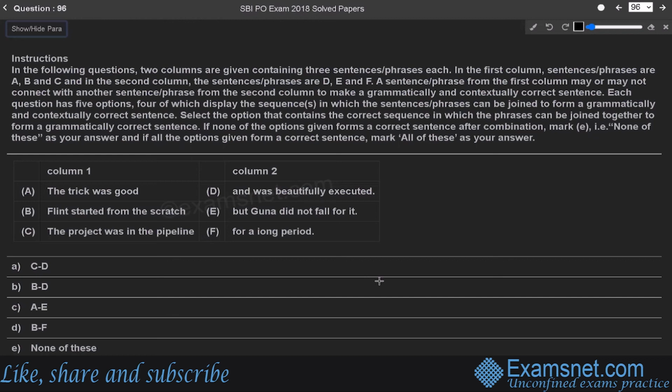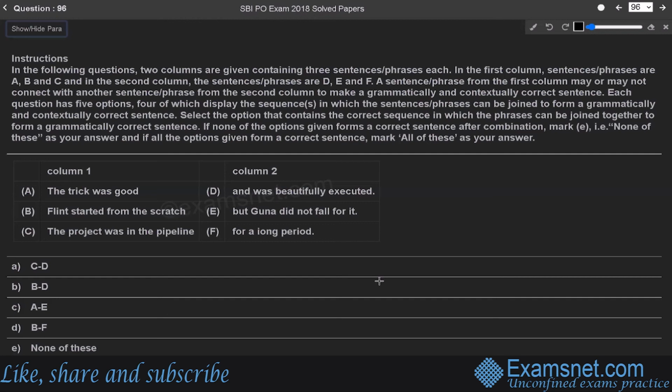Each question has 5 options, 4 of which display the sequences in which the sentences or phrases can be joined to form a grammatically and contextually correct sentence. Select the option that contains the correct sequence in which the phrases can be joined together to form a grammatically correct sentence. If none of the options given forms a correct sentence after combination, mark E, which is none of this, as your answer. And if all the options given form a correct sentence, mark all of this as your answer.